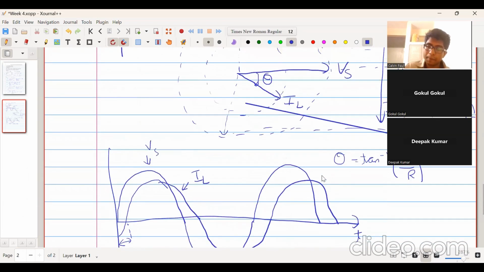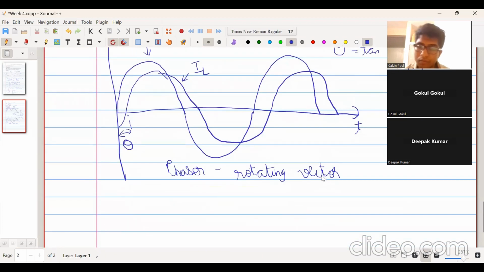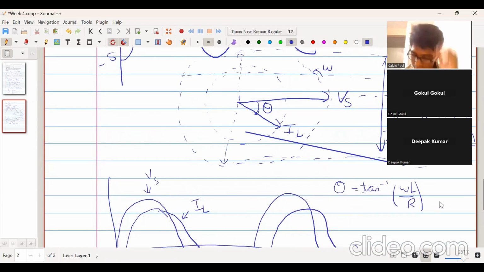Sir, in case of capacitor, what will be the impedance? In case of capacitor, it will be 1 by omega C, no? Instead of omega L, it will be 1 by omega C. That's all.